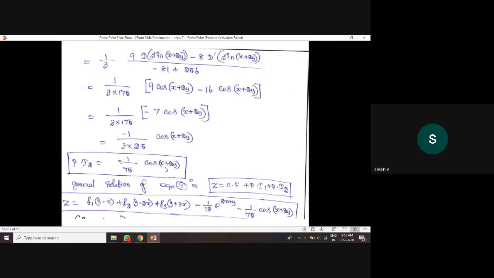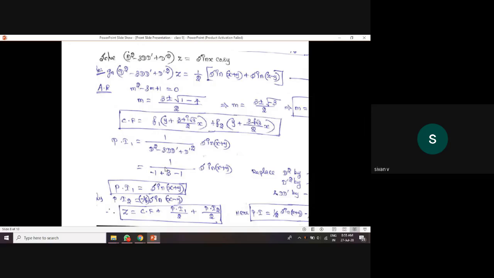Next problem. D square minus 3 D D dash plus D dash square of z equals sin x cos y. Here it is not given in the sin of ax plus by form or cos of ax plus by form. It is given as sin x and cos y, a function given in product. For this product, the first step is to convert it into a sum or difference.